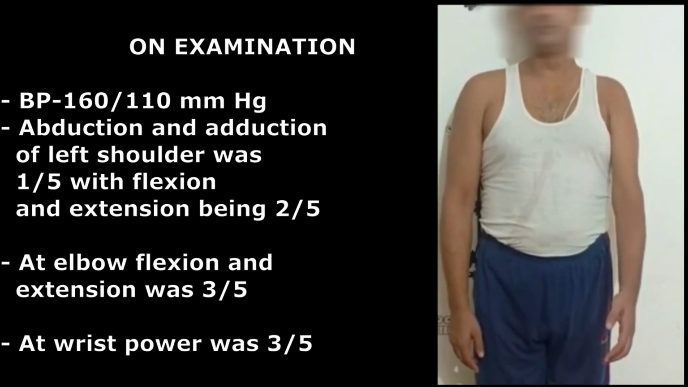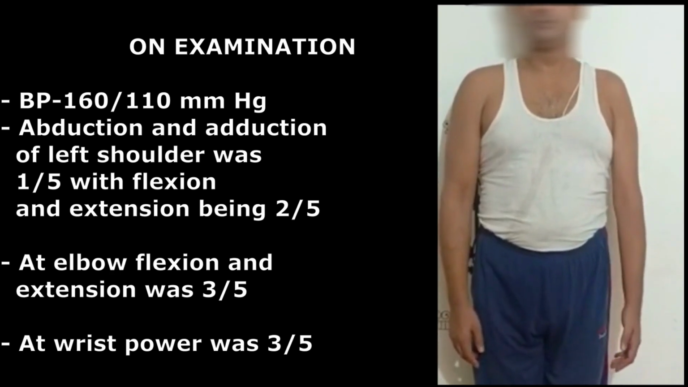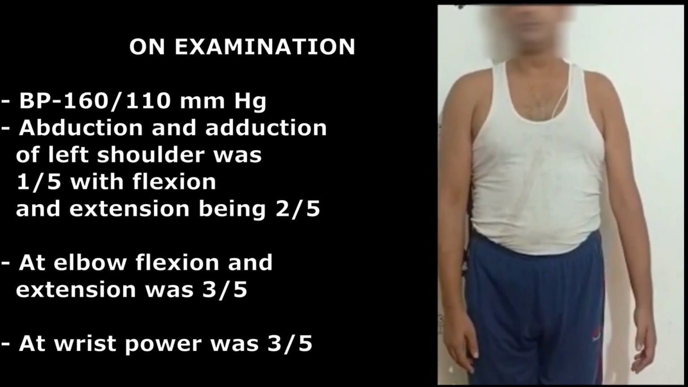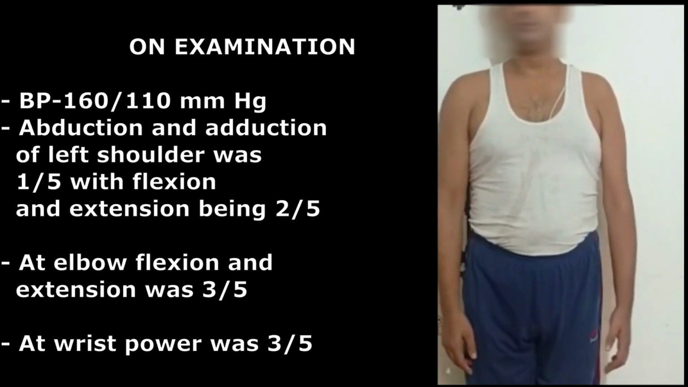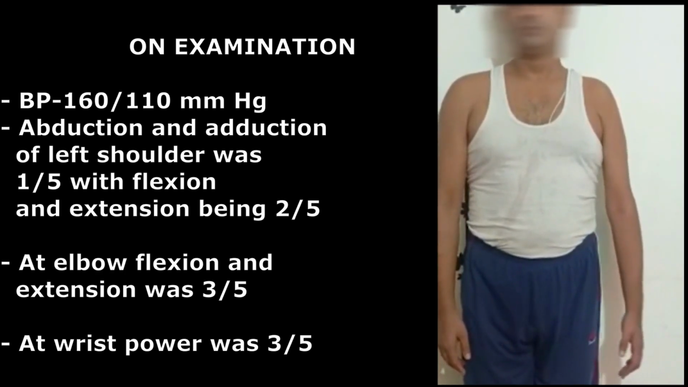Power in abduction and adduction of the left upper limb was 1 by 5, with flexion and extension being 2 by 5. At the elbow, power was 3 by 5 on flexion and extension. At the wrist, power was 3 by 5.